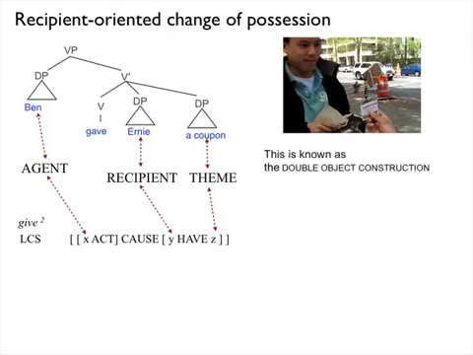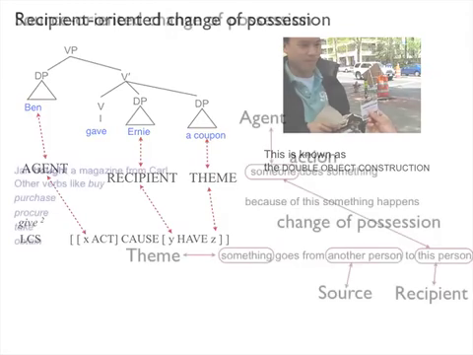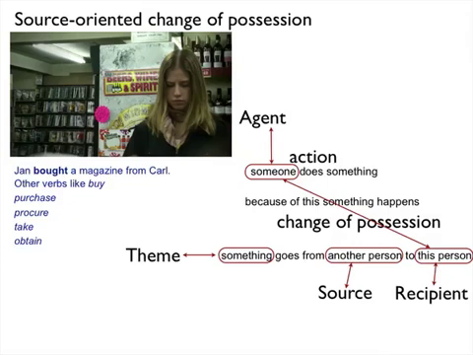Okay, so the double object construction is all the stuff I just said, right? You can also have source-oriented changes of possession. Like I said, there's a whole range of different things that you can do. If I say Joe bought a magazine from Carl, then it's a more complex scenario in some sense, right? We've got something going from another person to this person.